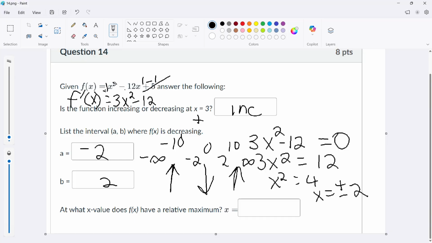And now, at what value does f of x have a relative maximum? It will have a maximum where it's increasing and then decreases. It would have a minimum if it's decreasing then increasing. So the relative maximum is going to be at x equals negative 2, because before it was increasing, after it was decreasing. Relative minimum at 2. Before 2 it's decreasing, after 2 it's increasing.